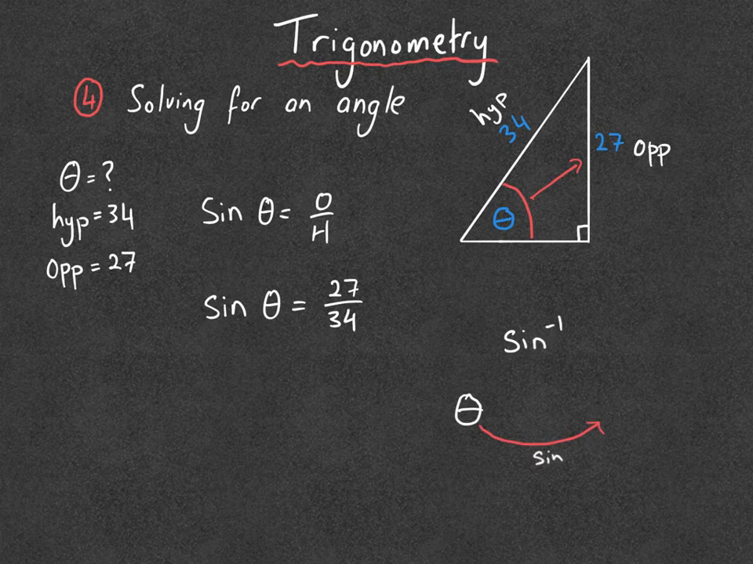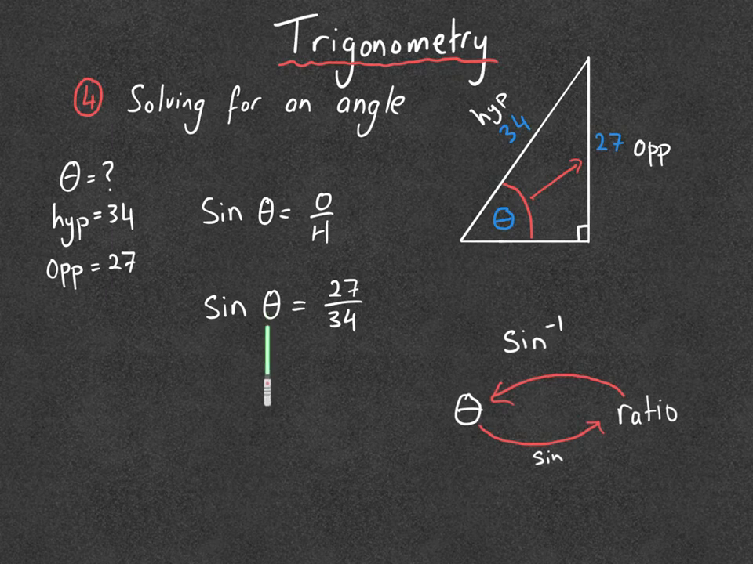So when we have an angle theta, we can take the sine of that angle theta, and that gives us the sine ratio. If we know the ratio, then we can take sine to the minus 1 of the ratio, and that will tell us the angle. So here, what we're going to do to solve for theta is to apply the sine to the minus 1 function to both sides of our equal sign. Because remember, when we're solving an equation, we must do the same thing to both sides.